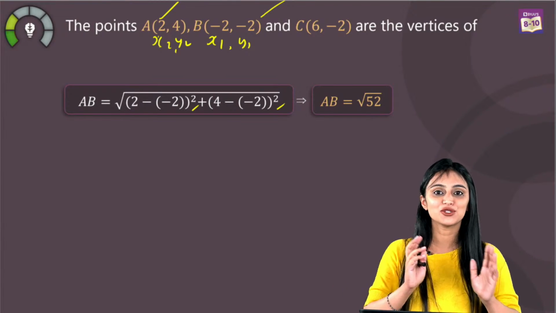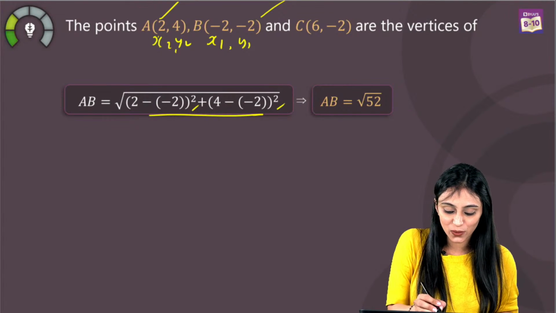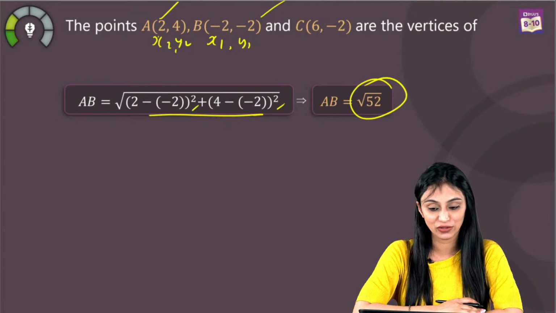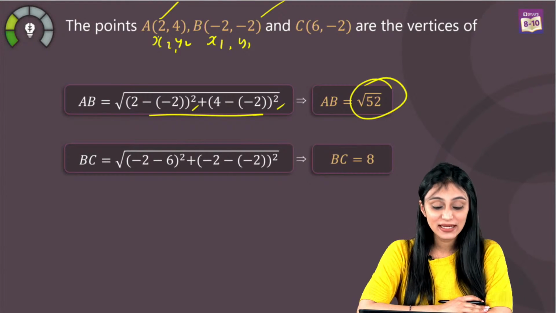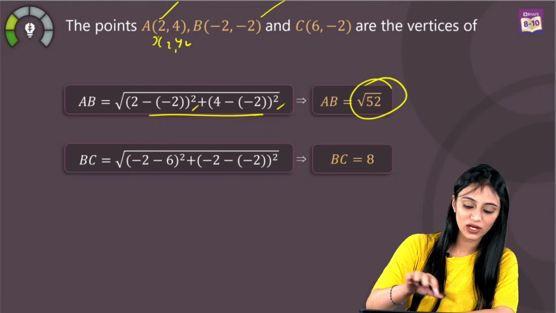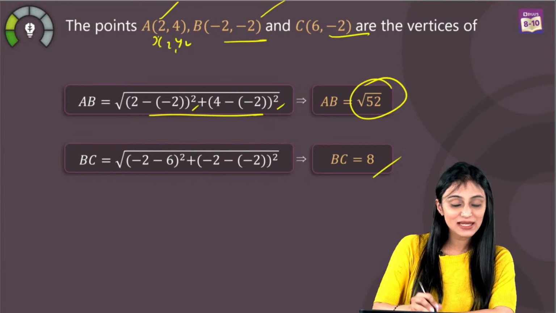It won't make any difference to the signs whether it is positive or negative. So once I substitute the values here, we get AB equals root 52, right? Now let's find out BC in the same way. Here also we will assume one of them as x1, y1, one of them as x2, y2. So we get BC as 8.